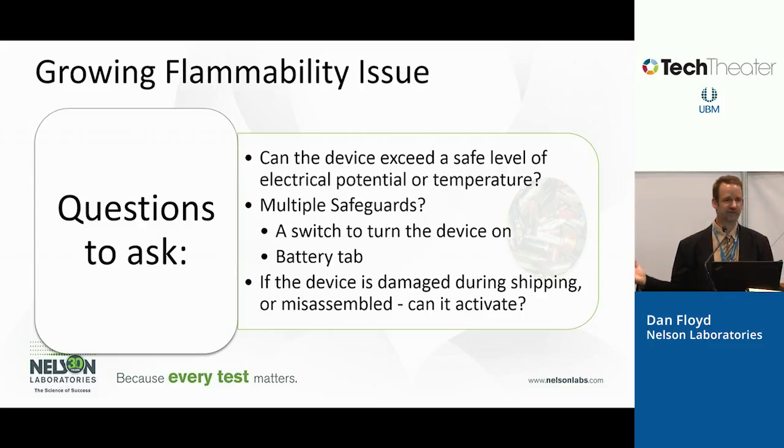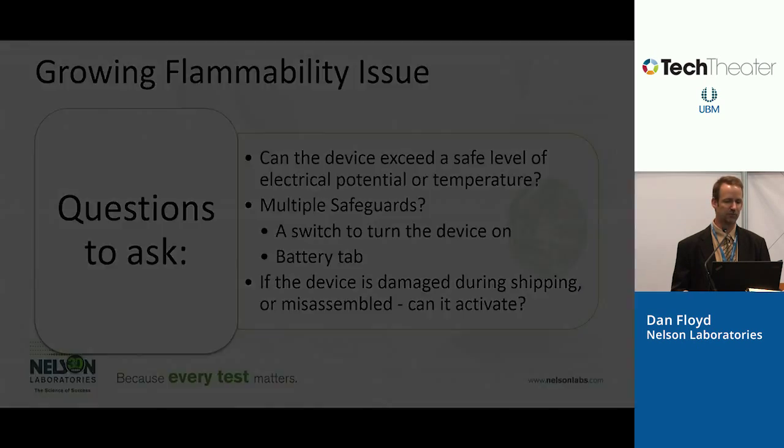Are there multiple safeguards? One safeguard might be that you have an on and off switch. The problem is that switch may get bumped during shipping and it can get turned on. So that can be an issue, and they want to have multiple safeguards. Maybe in addition to the switch, you also have a tab on the battery, so that even if the switch gets turned, the battery's not connected and can't complete the circuit. They also want to know if the device somehow inadvertently got damaged during shipping. If the device is damaged, is there an issue that it could malfunction and cause any kind of spark?